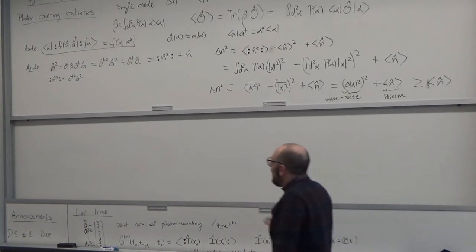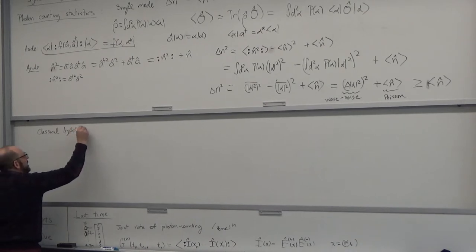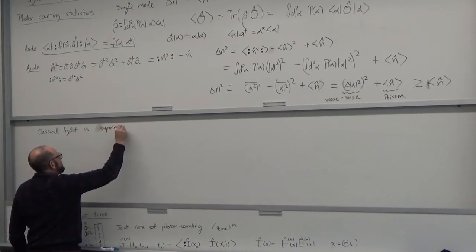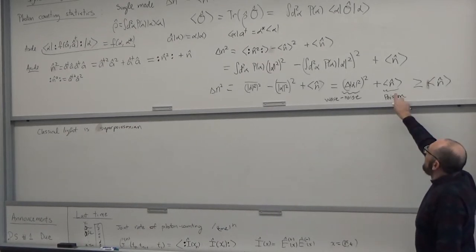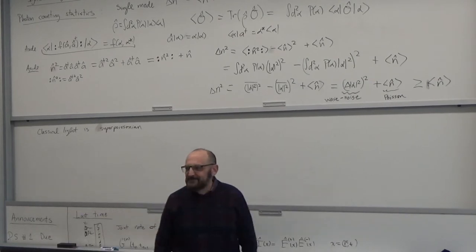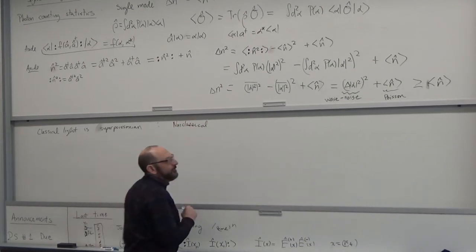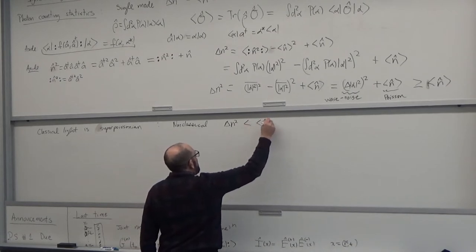So one signature we have of classical versus non-classical is classical light is super-Poissonian. In other words, the fluctuations can never be less than what we would get for a Poisson distribution. Okay, the border there is Poisson. But a signature of non-classical light is that we would see fluctuations that were less than the Poisson.